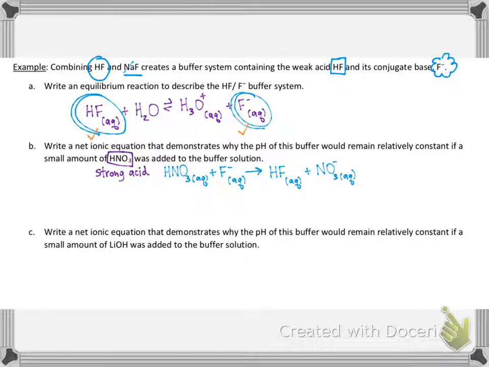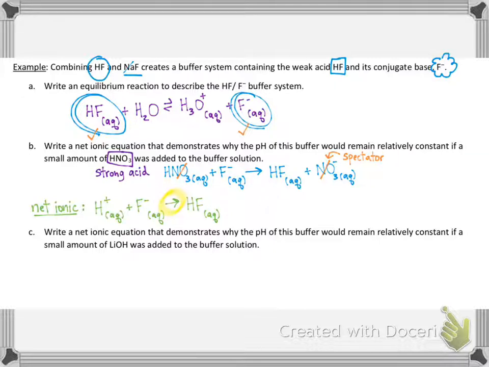However, remember that we want the net ionic, and in a net ionic, strong acids dissociate completely. So HNO3 isn't really HNO3, it's H plus and NO3 minus. That means NO3 minus is a spectator. So the net ionic won't show the nitrate as part of the equation. It's actually much simpler. We just have the H plus being neutralized by the F minus, forming HF.